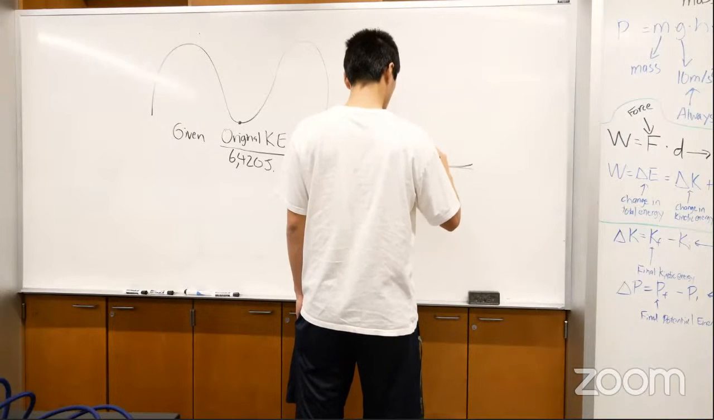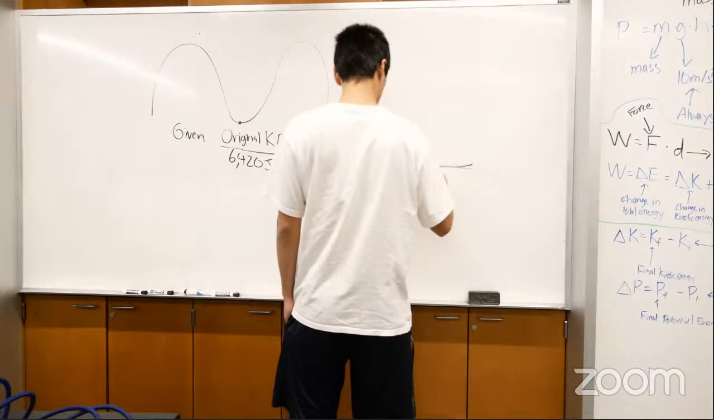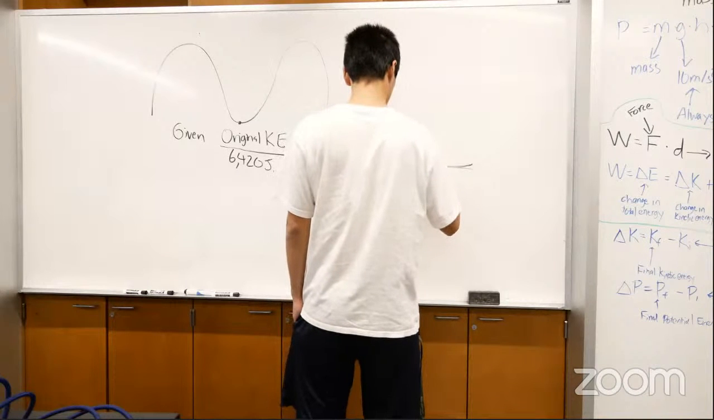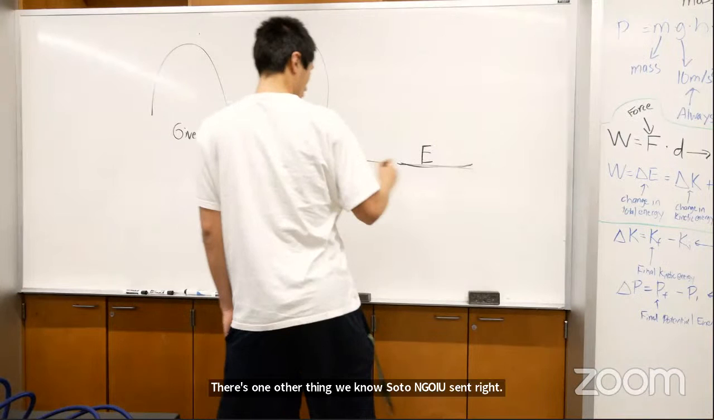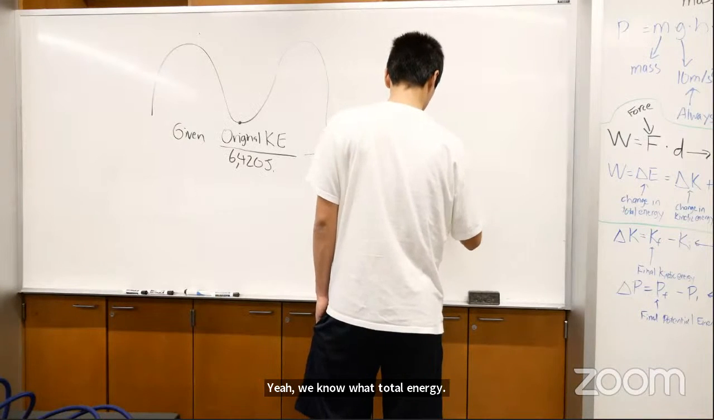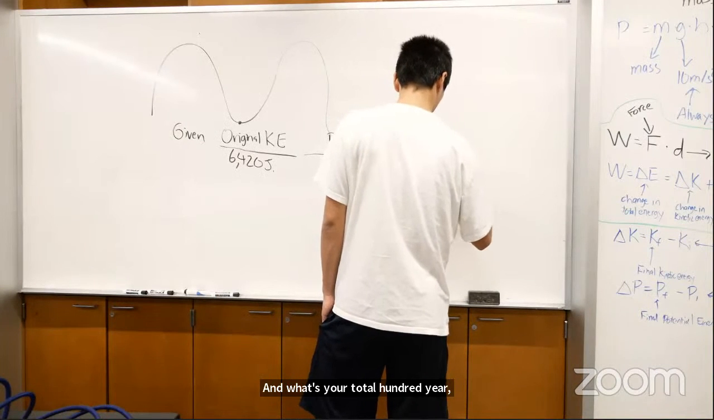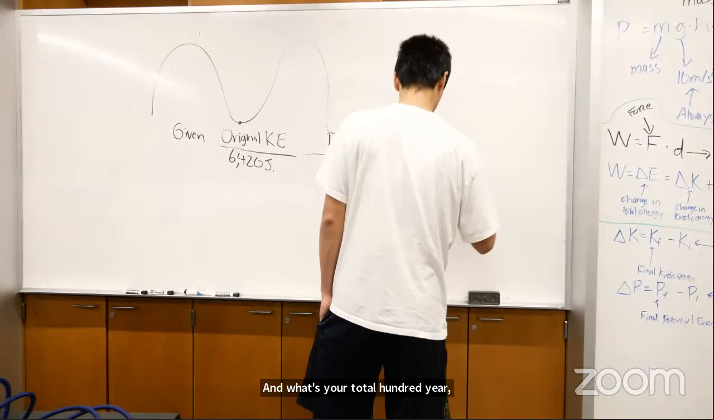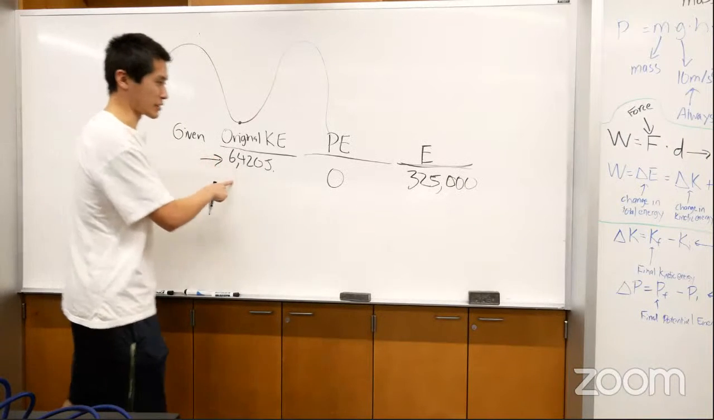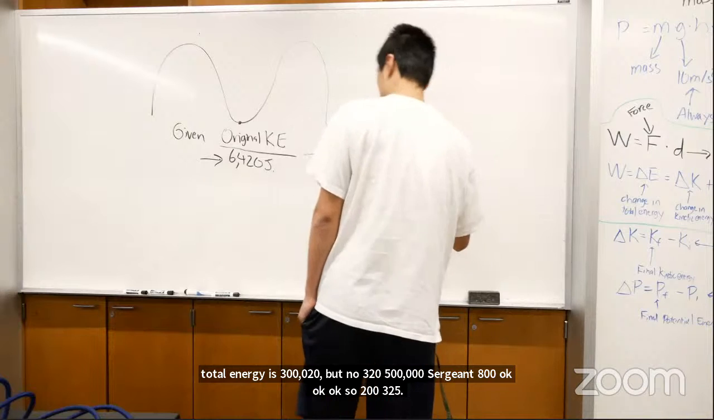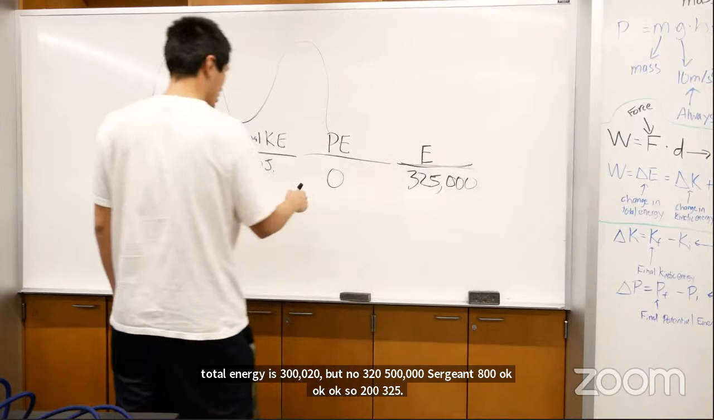Total energy is 300,020. No, 325,280. Okay. I'm just going to say this just to make my life a little easier, but I know you get the exact number. Okay, so I'm a little confused right now, Jojo, because your original kinetic energy was 6,000, your total energy is 300,000, and your potential energy is 0. So where did all of the extra energy go?